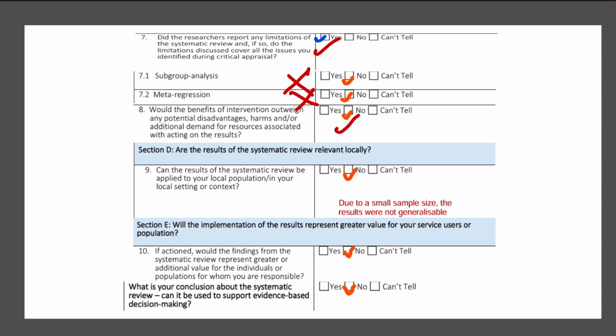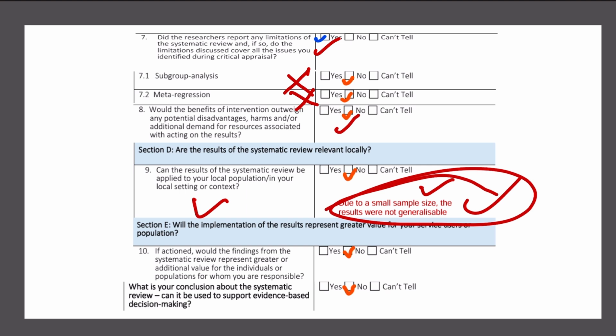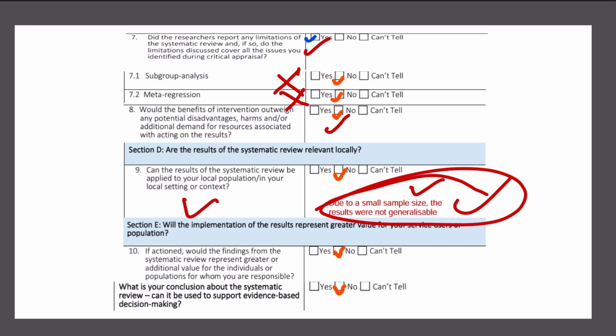Then, can the results of the systematic review be applied to your local population? No, because the studies taken had a very small sample size, so it cannot be generalized outside. Then, would the findings from the systematic review represent greater or additional value for the individuals or population for whom you are responsible? No. And finally, what is the final conclusion of this systematic review, that is, can it be used to support evidence based decision making? No, because here we need a good level of evidence in the form of randomized controlled trials.